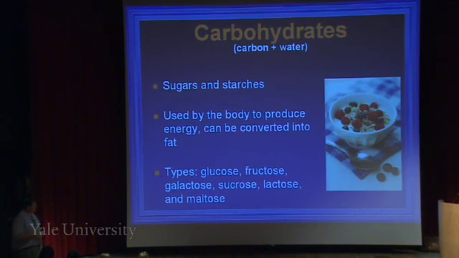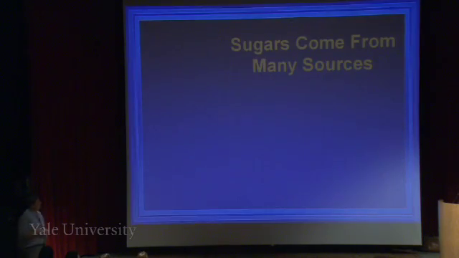There are many types of sugars, and these are things that you've heard. Glucose and sucrose are the most common things that you consume in ordinary foods, and then lactose, of course, from milk. And you'll see other slides that break these down.